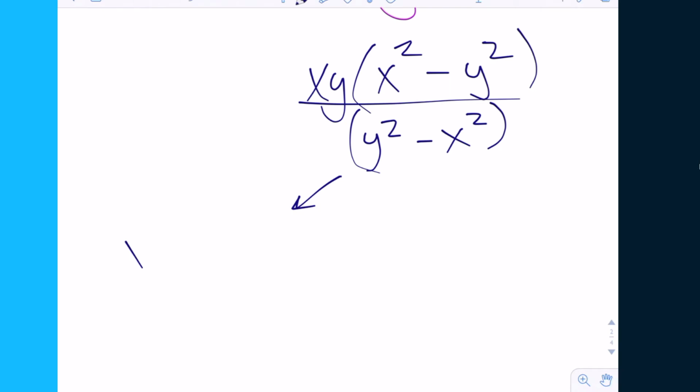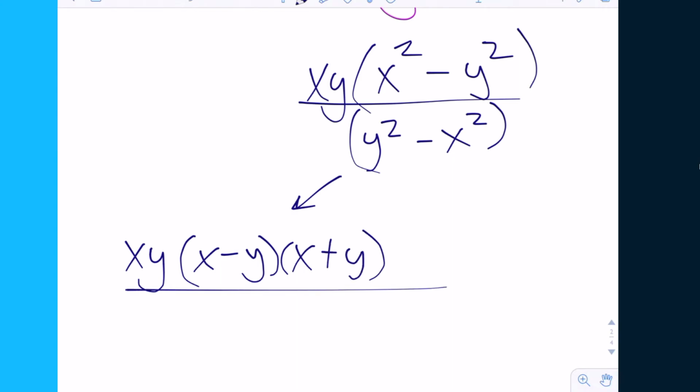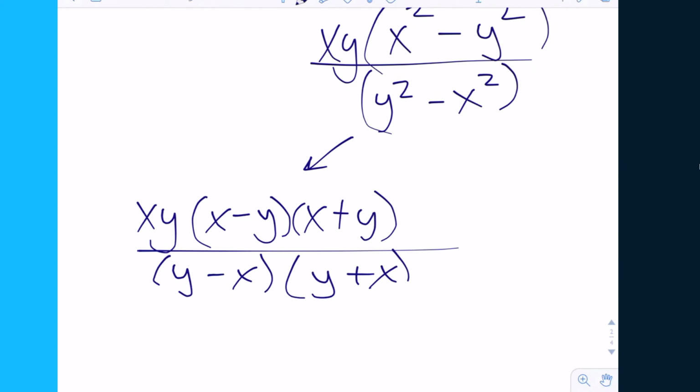Let's go ahead and factor the top completely then. X squared minus Y squared is X minus Y times X plus Y. And on the bottom, Y squared minus X squared is Y minus X and Y plus X. Okay, now it's completely factored. Prime factored, we should say. And does anything divide out now?